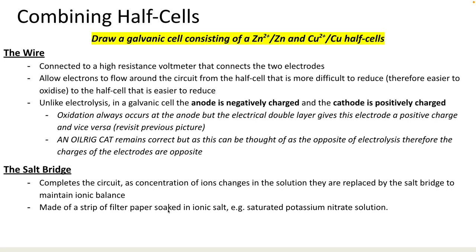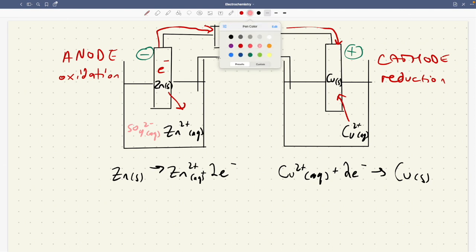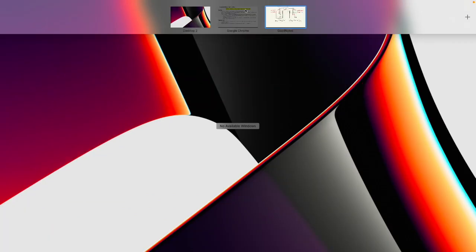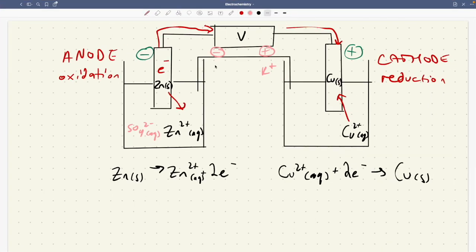So it's made of a strip of filter paper soaked in an ionic salt, for example, saturated potassium nitrate solution. So importantly, there are anions on the salt bridge and there are cations on the salt bridge. It could be potassium, it could be, what did I just say in that example? Potassium nitrate. It's just got to be something that's soluble. So what happens is as this positively charged species increases in concentration, the salt bridge can counteract that by putting more negatively charged anion in there, allowing the reaction to continue.